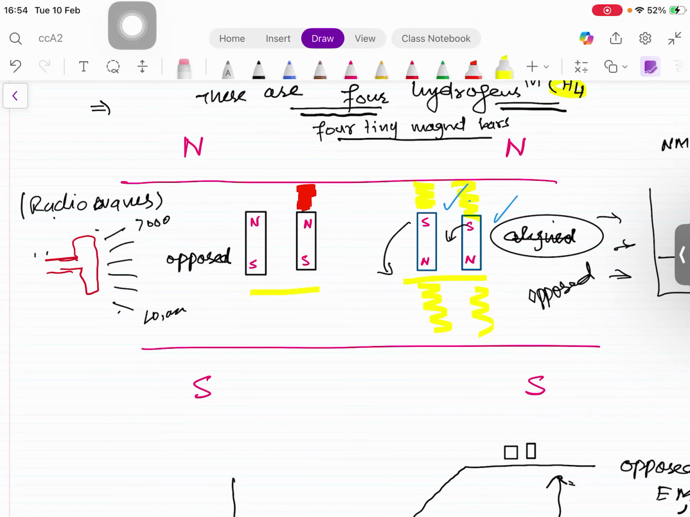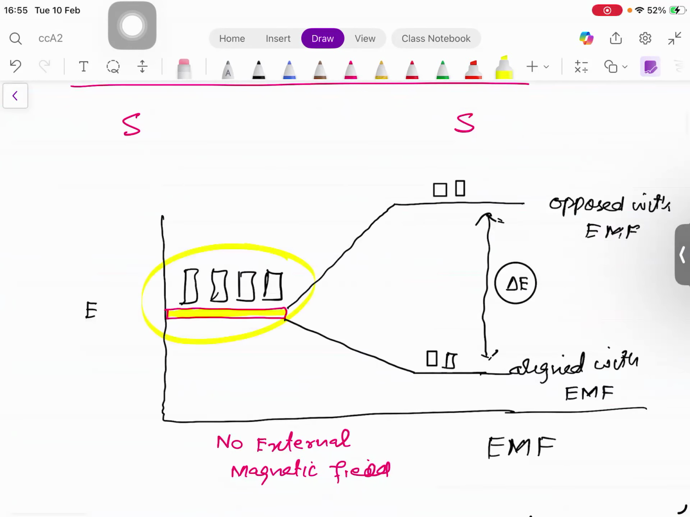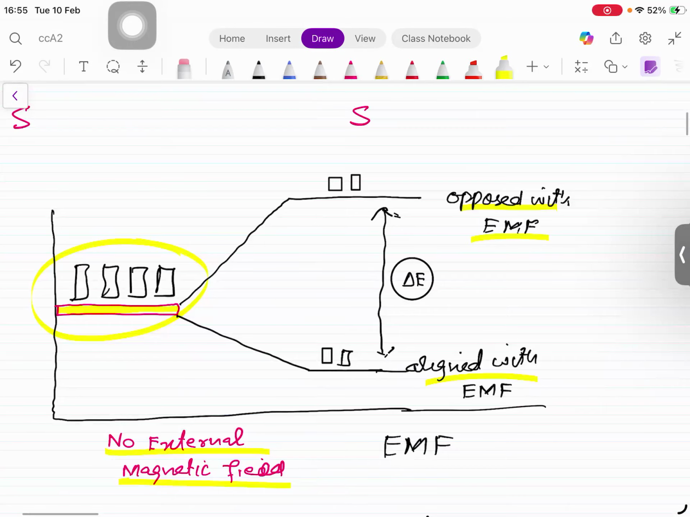Until there was no external magnetic field here, they were at the same energy level. As soon as I place them in a bigger external magnetic field, they split up into 2 sets of energy levels. Those which are aligned went down, those which are opposed went up. These are the questions the examiner asked you, okay?